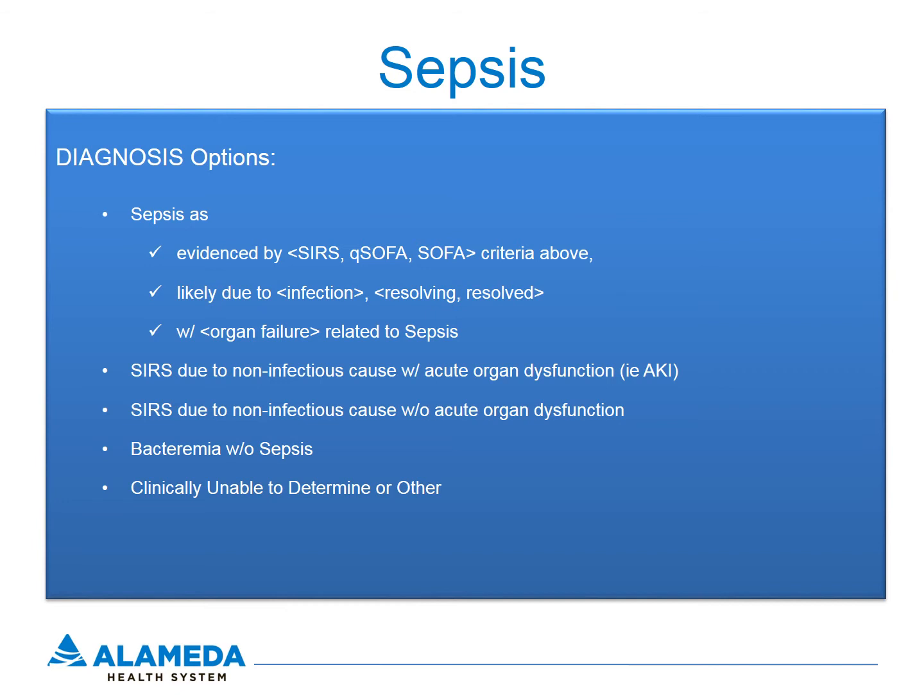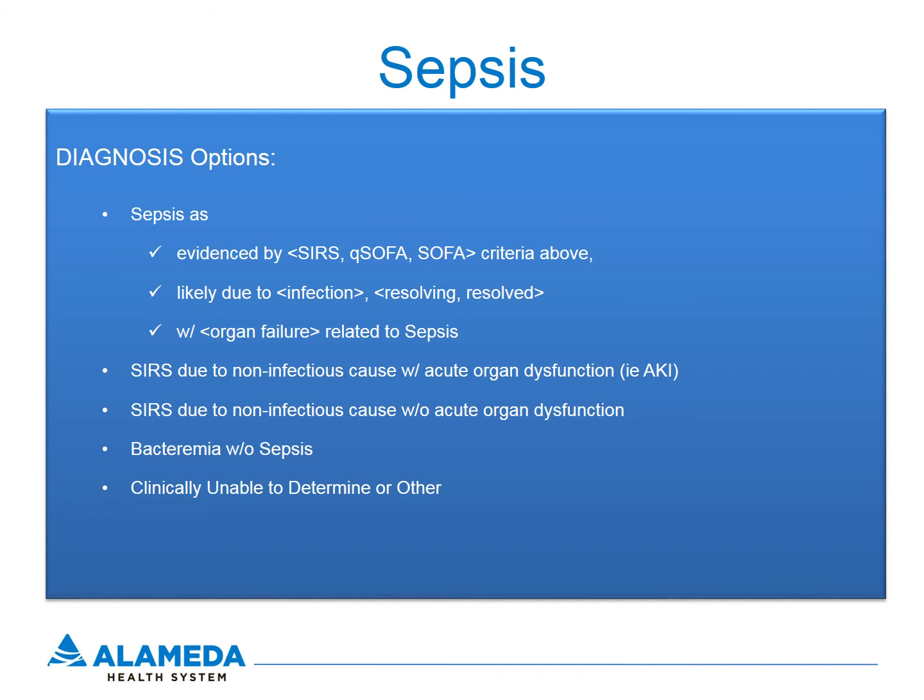And you can also say likely due to UTI resolving or resolved. And the third component that's mandatory is with organ failure related to sepsis, and then you need to name the organ failure. So it could be AKI. So your diagnosis will read something like this. Sepsis as evidenced by QSOFA criteria listed above, likely due to UTI with AKI related to sepsis. That's a perfect sepsis diagnosis. So there's three components when you write a diagnosis as sepsis.